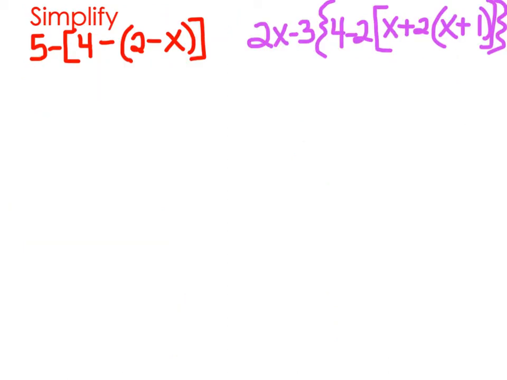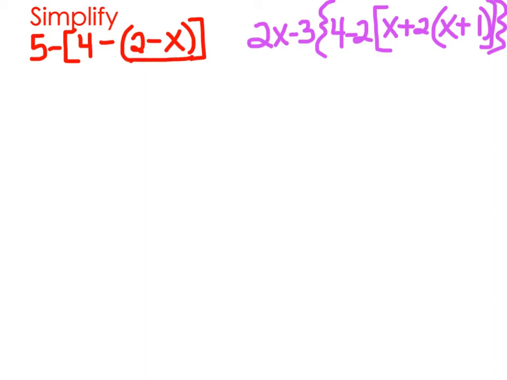Alright, here's a couple of fun ones. We're going to simplify now. So that means that we're going to just take our order of operations and make what we have still the same. It's still going to be equal, it's just going to be more simple. I split these up into 2 different colors because it's going to get messy. Alright, so we have 5 minus, and then a bracket, and then 4 minus, and then a parenthesis, and then 2 minus x. So PEMDAS, we do parentheses first, and you always want to do your innermost parentheses first.